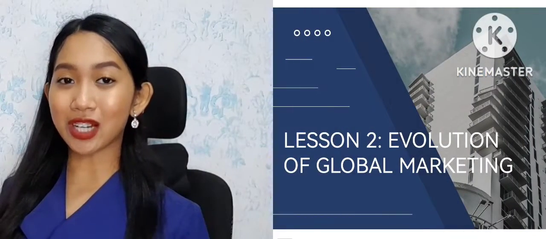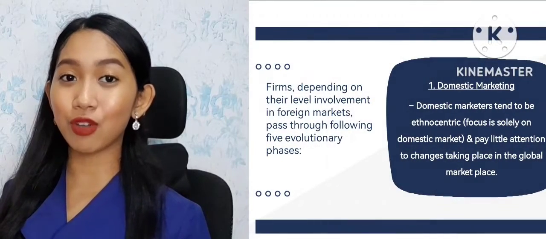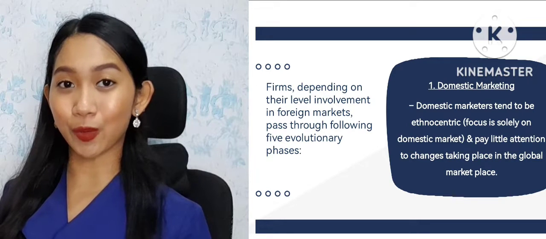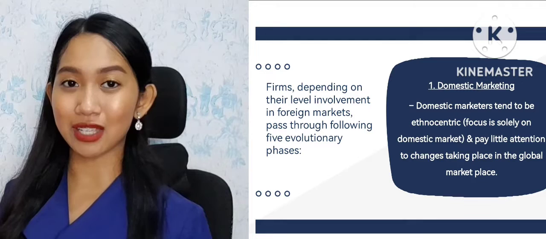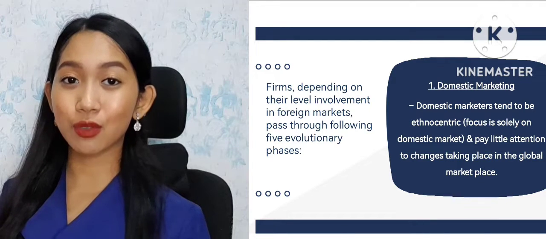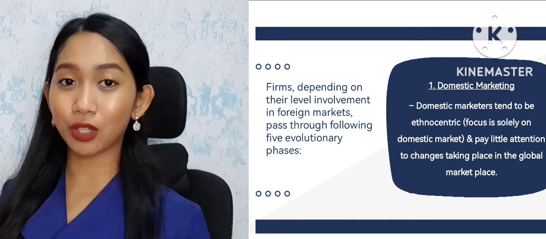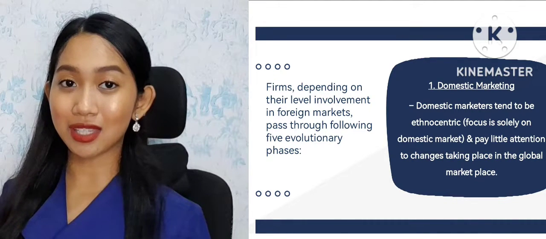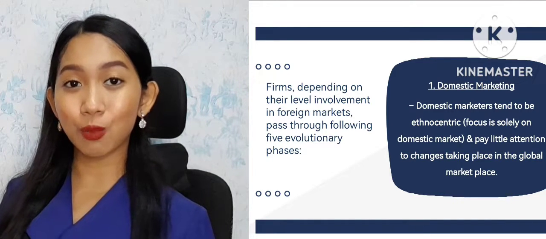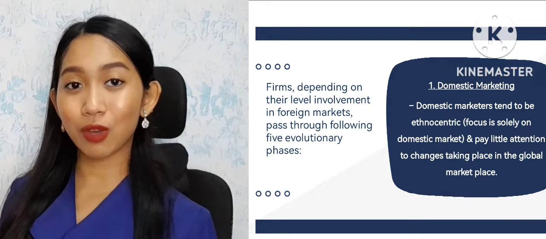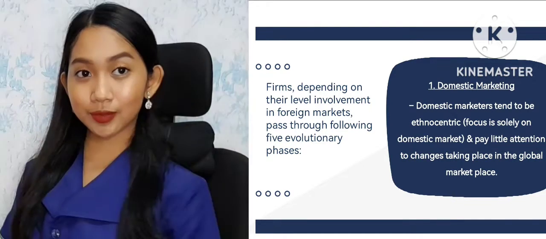Firms, depending on their level of involvement in foreign markets, pass through the following five evolutionary phases. Number 1, domestic marketing. The supply and demand of goods and services within a single country is known as domestic marketing. Although the company may have multiple market sectors, in domestic trade, a firm essentially only has to deal with one type of customer as well as a set of competitive, economic, and market issues.